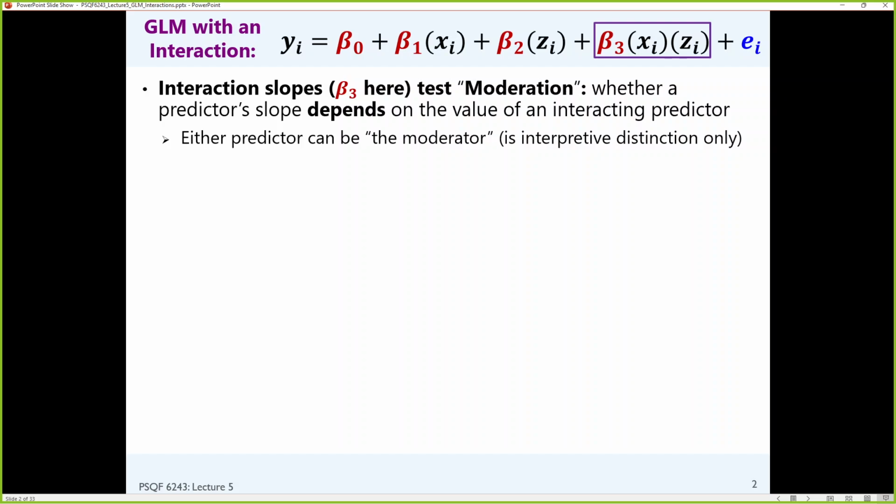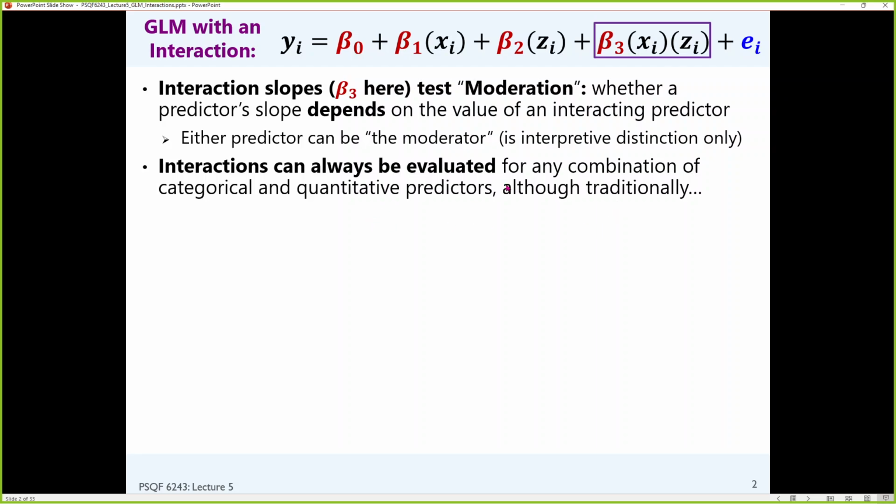But that depends entirely on how you're thinking about it. It is not a mathematical distinction. So it is equally correct to think about X as the moderator and talk about the effect of Z for different kinds of X's as it is to go the other way around. Interactions can always be evaluated, no matter what kind of predictor variable you have.